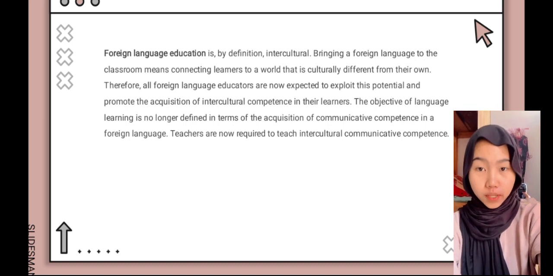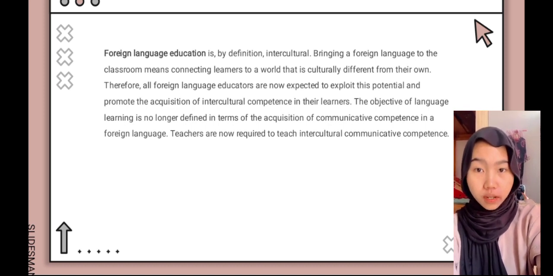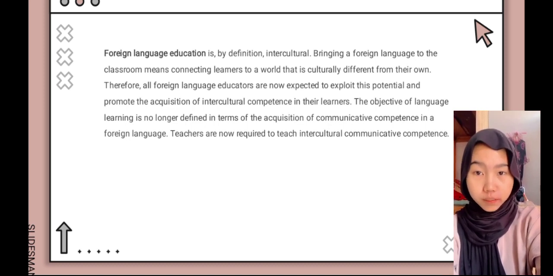As you can see in the PPT, foreign language education is by definition intercultural. Bringing a foreign language to the classroom means connecting learners to a world that is culturally different from their own. Therefore, all foreign language educators are now expected to exploit this potential and promote the acquisition of intercultural competence in their learners. The objective of language learning is no longer defined in terms of the acquisition of communicative competence in a foreign language.